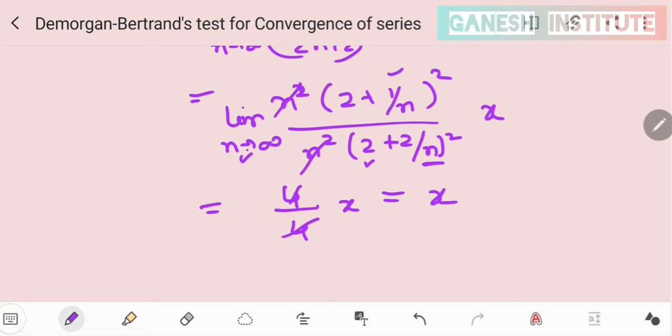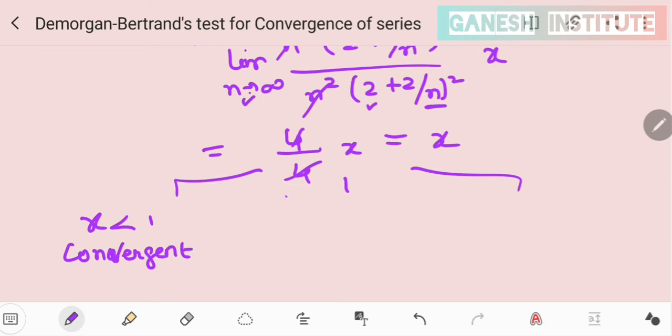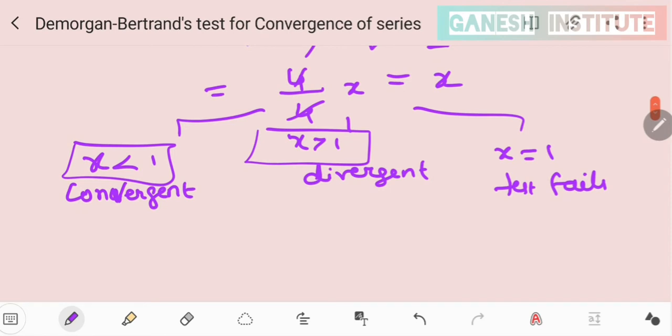Now according to the ratio test, x has 3 fates. If x is less than 1, then the series will be convergent. If x is greater than 1, then divergent. But what if x equals 1? Then this test fails, right? So these two cases are okay, we are done with them. But what if x equals 1? So let's apply another test, which is Raab's test, in case x is 1.